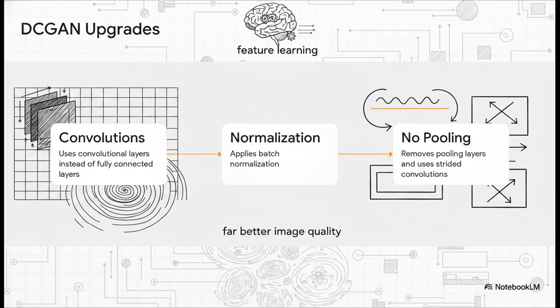First off, they swapped out standard fully connected layers for convolutional layers, which are just way better at processing visual data. Second, they applied batch normalization to keep the learning process steady. And third, they stripped out the pooling layers altogether, in favor of strided convolutions. These changes were a game changer. They led to more stable training, drastically better image quality, and highly effective feature learning. DCGAN pretty much became the absolute gold standard for image generation.